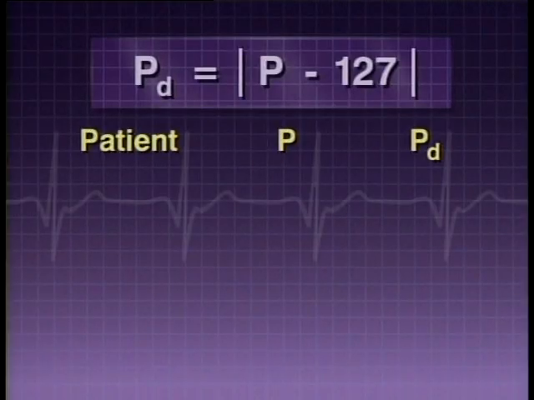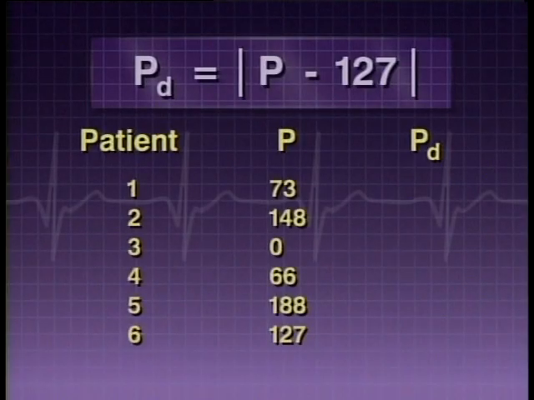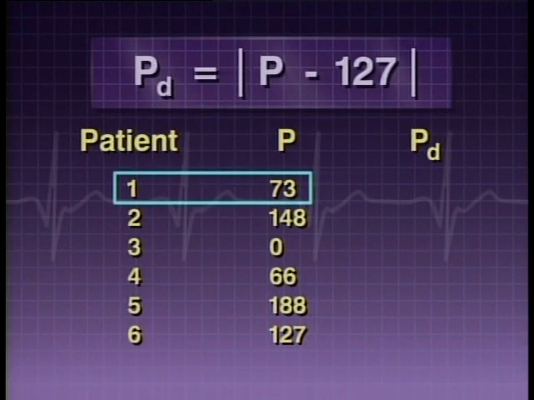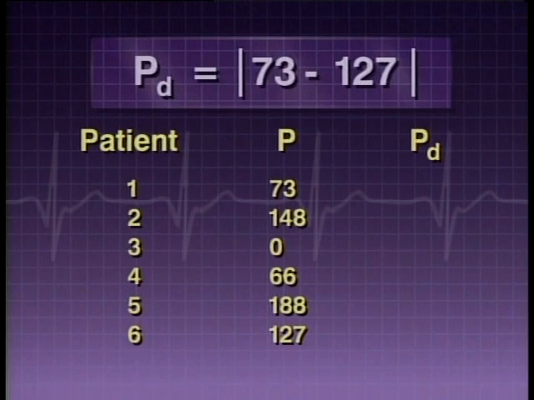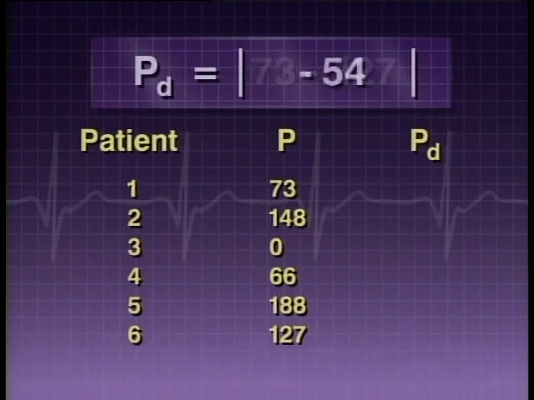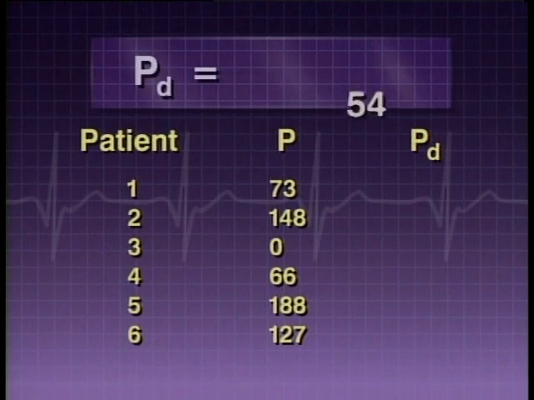The index you get from using this formula starts at 0, which represents a patient whose blood pressure exactly matches the norm, and goes up from there. To see how this works, let's find P sub D for the blood pressures of the following group of people. The first patient's blood pressure is 73, so putting that into our formula gives us P sub D equals the absolute value of 73 minus 127. That equals the absolute value of negative 54, which is 54.